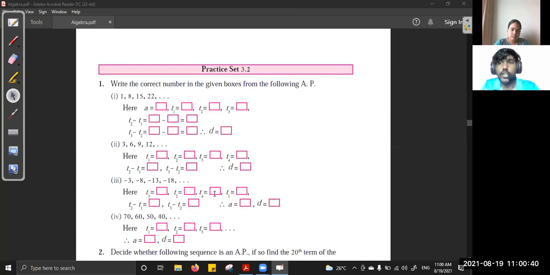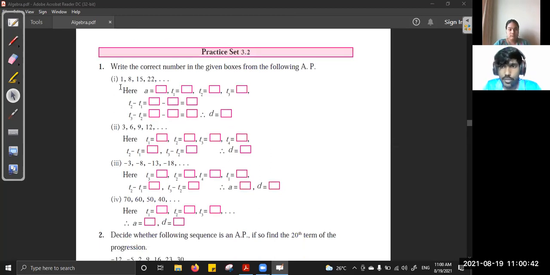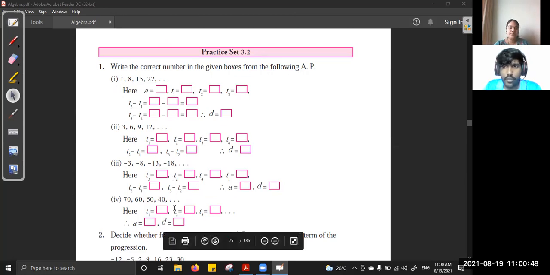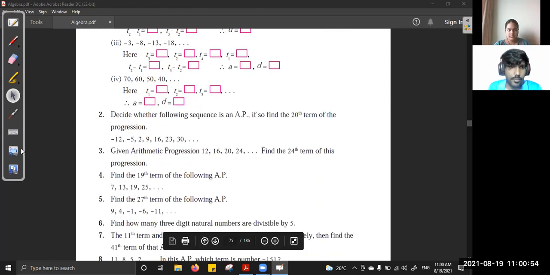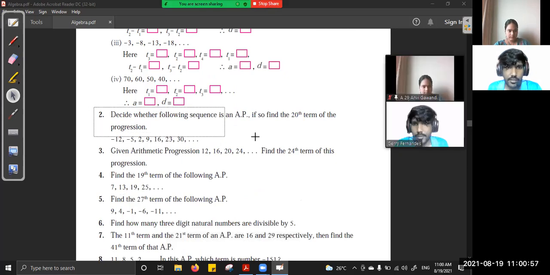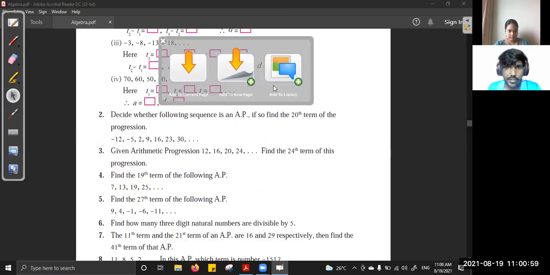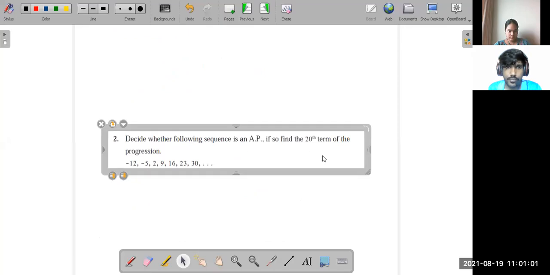Practice set 3.2. This activity is for homework. You just have to find out T2 minus T1 and that's it. Okay. First term and common difference. So just fill in this box. I'll do it. So let me do the second sum of practice set 3.2.